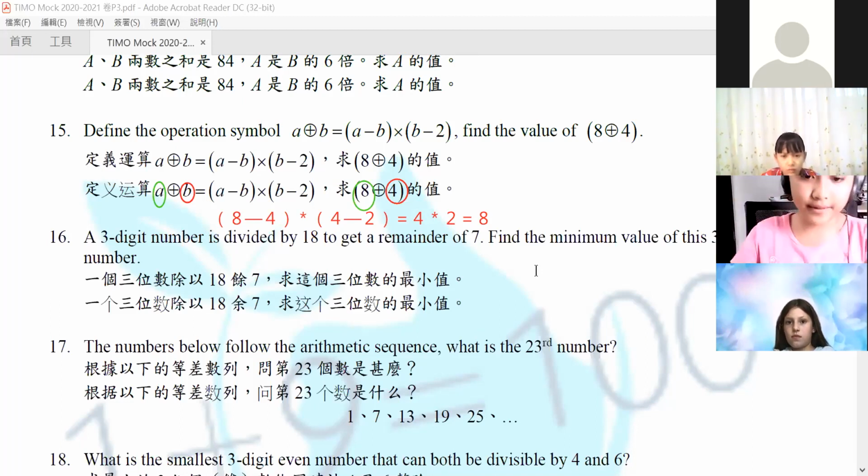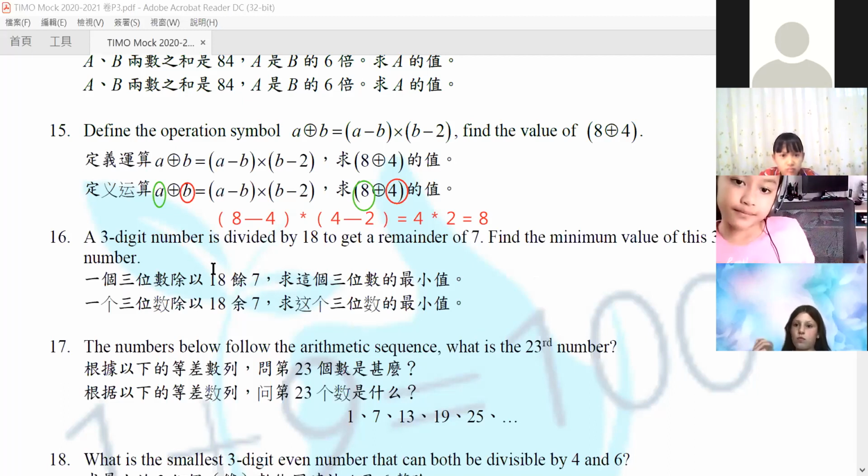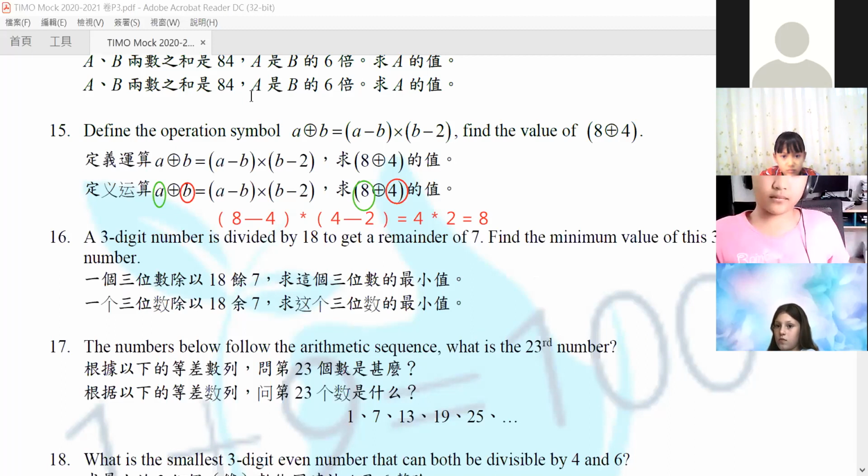Now question 16, one three-digit number divided by 18 is equal to 7. What is the smallest value of this three-digit number? Now, this is difficult. This question is difficult.